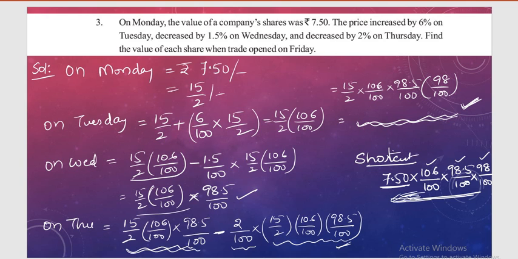So when you are having such a way, then you can directly apply like this, right? So solve this particular problem and write your answers in the comment box.